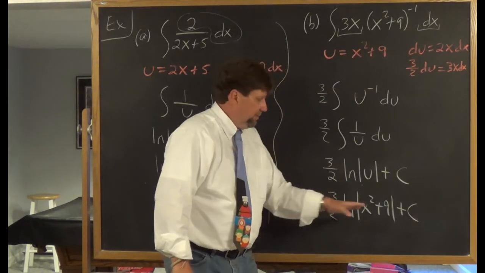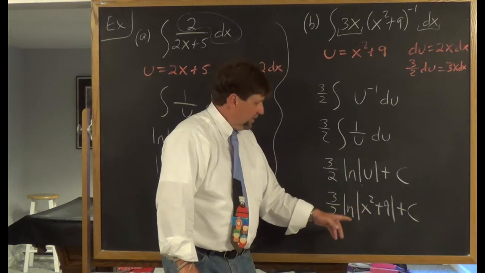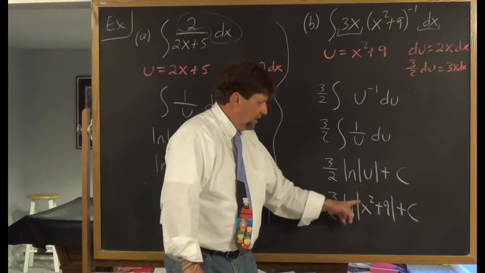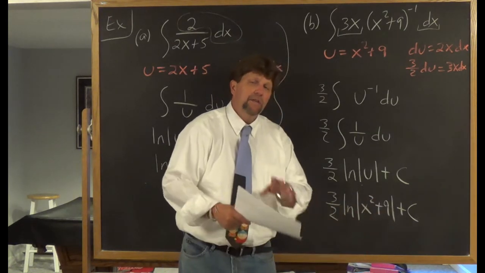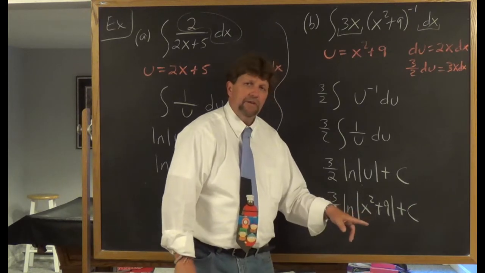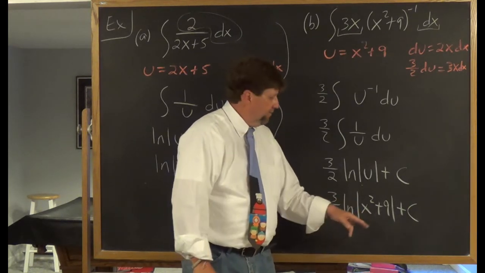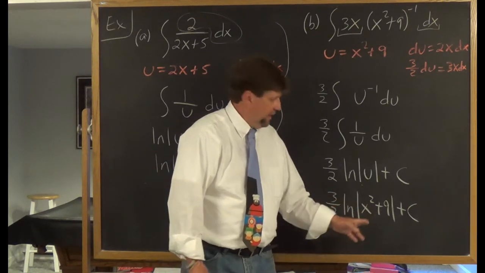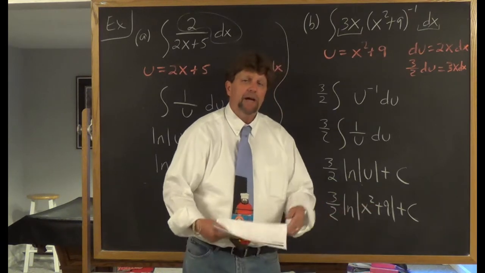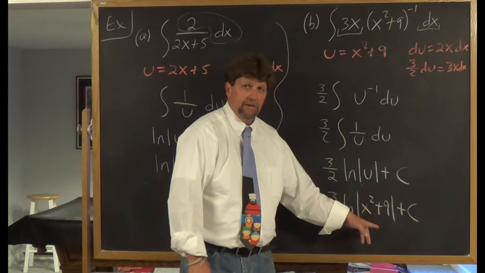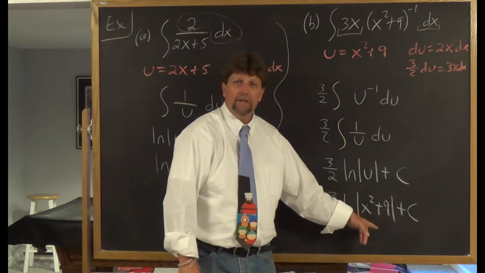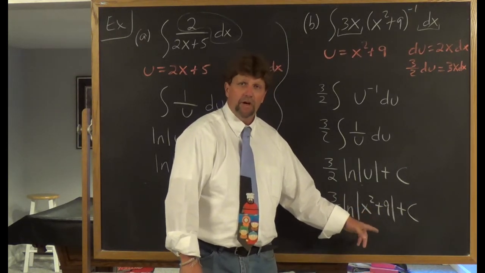Now for this one, part B, I could actually have my answer as 3/2 natural log, parenthesis x squared plus 9, parenthesis. The reason why the absolute value signs aren't necessary here is that for all values of x, x squared plus 9 will be a positive number. It's not wrong if I have the absolute values there. They're just kind of overkill in this situation, but it's not wrong.